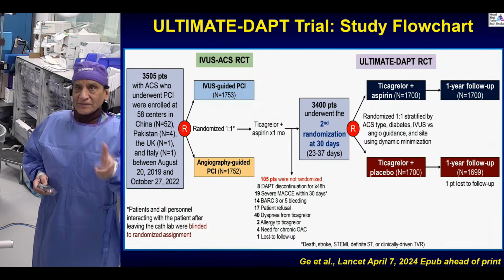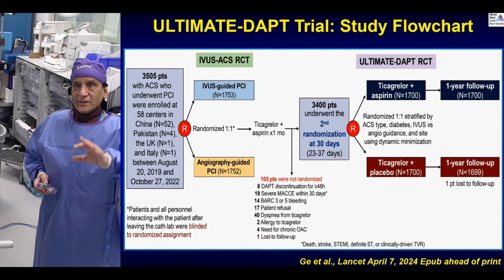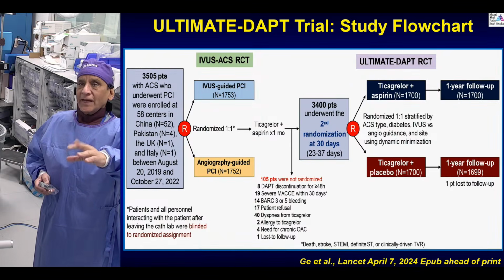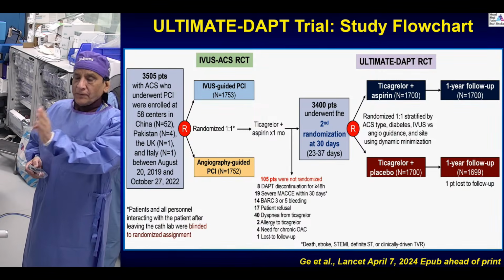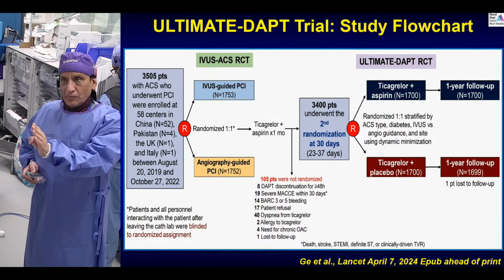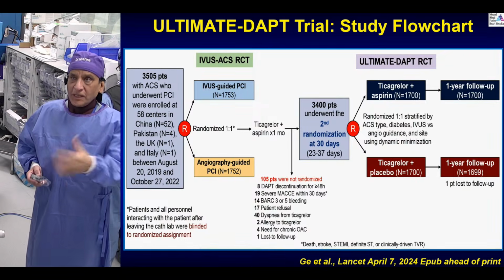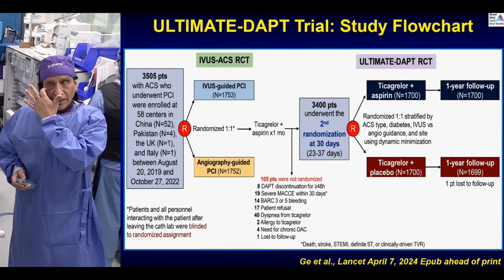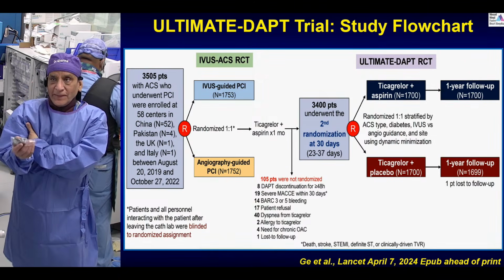Imaging guided versus angiography guided. About 3,500 patients were randomized to IVUS-guided PCI versus angiography-guided PCI, and then they were further randomized after 1 month of aspirin therapy and ticagrelor together, if there was no event. Then they were randomized to stop the aspirin or continue aspirin for 1 year. So basically the same, if you think about our Twilight, which was basically 3 months, the same thing moved to 1 month.